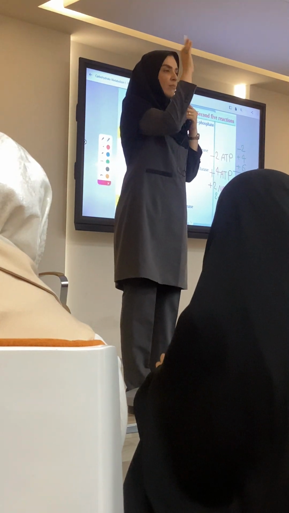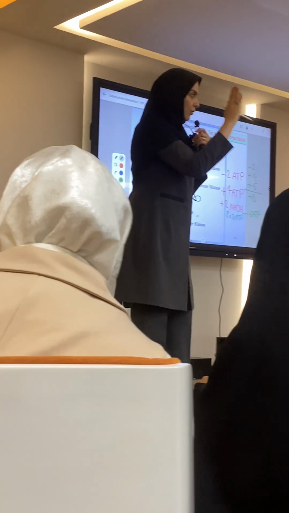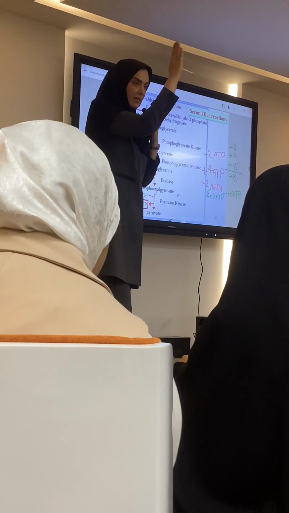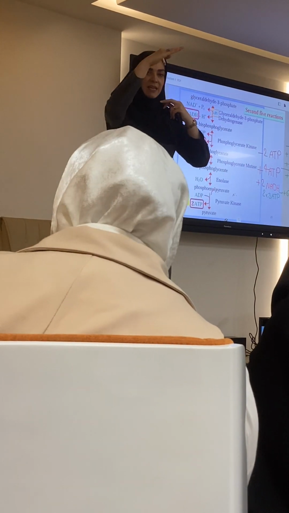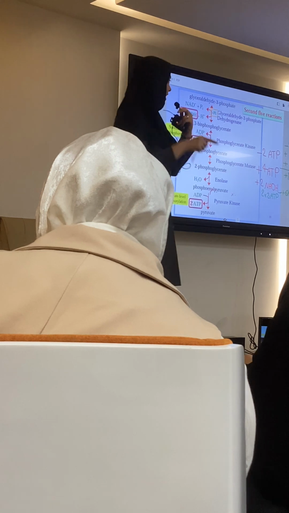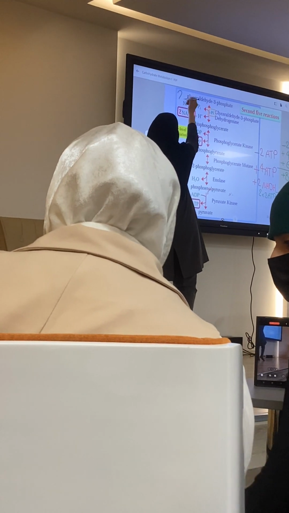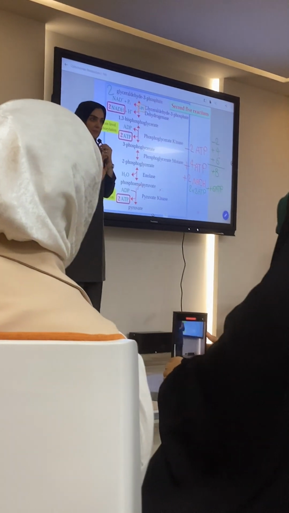Yes? So please pay attention, never multiply by 2 in the first step. Glucose, fructose 1,6-bisphosphate. These are 6 carbons. But after the first step, you should multiply by 2 as I wrote here. Because 2 glyceraldehydes enter this pathway. Okay? Do you understand completely?